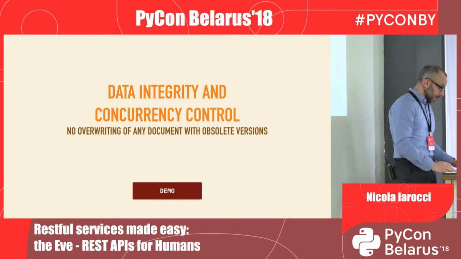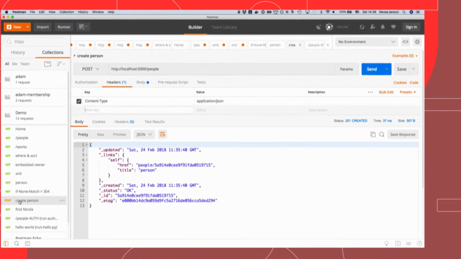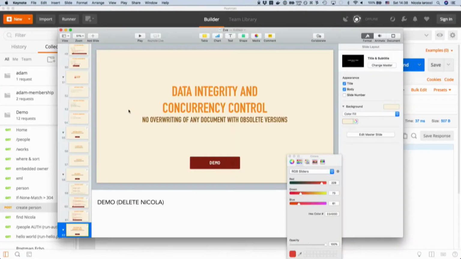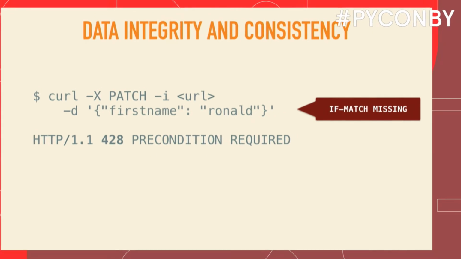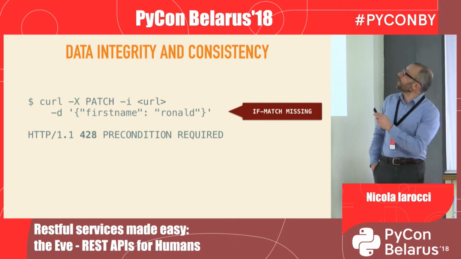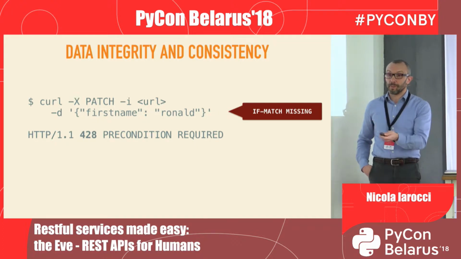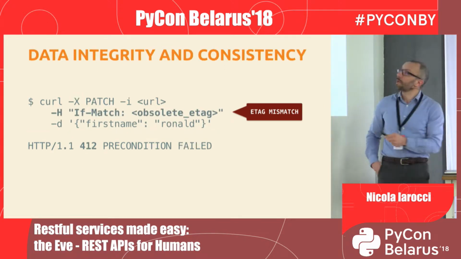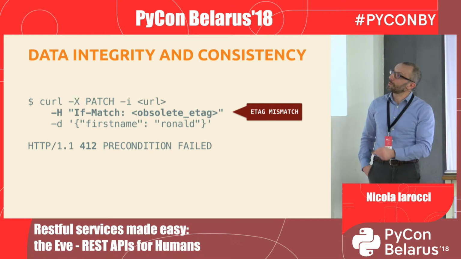And so basically the idea is the same we saw before. I don't know if I actually have a demo, but it's super simple. So for example, here I'm patching, which means I'm editing a document. I want to update a document, but I'm not providing any If-Match header. If I do this, the API will reject the request because there is no If-Match header: precondition required. If I provide an old ETag, because I have an old copy of the document, the request is equally rejected with a different response: precondition failed.